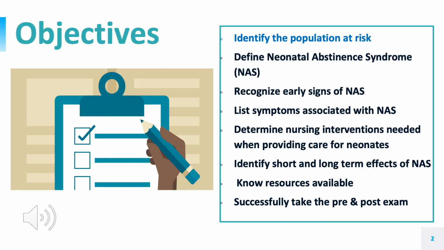The learning objectives are as follows. Identify the population at risk. Define neonatal abstinence syndrome. Recognize early signs of NAS. List symptoms associated with NAS. Determine nursing interventions needed when providing care for neonates. Identify short and long-term effects of NAS. Know resources available, and successfully take the pre and post exam.